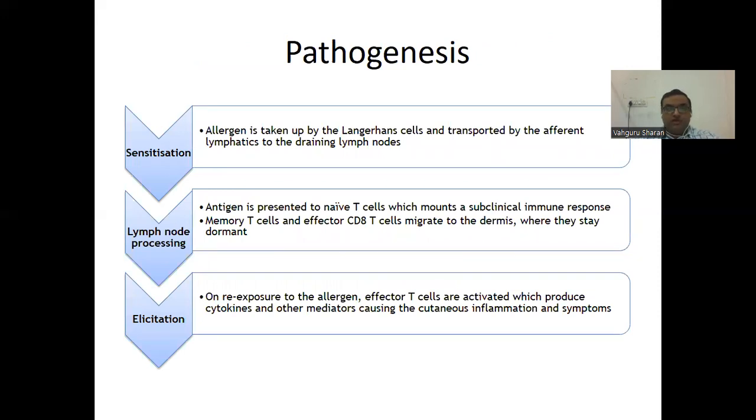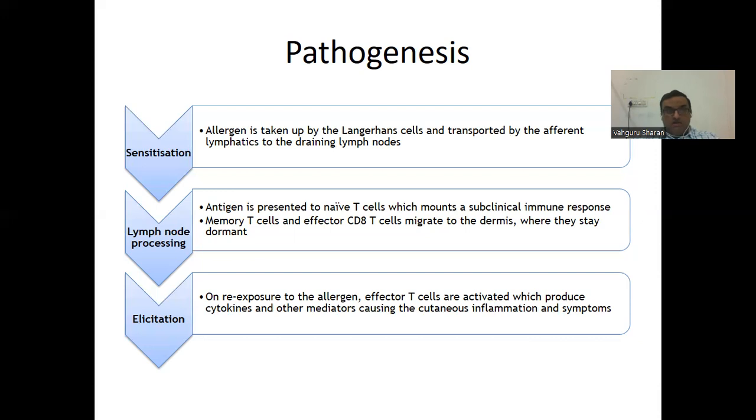What is the pathogenesis of allergic contact dermatitis? First thing is sensitization. Allergen, when it comes in contact with the skin, is taken up by the Langerhans cells and transported by the afferent lymphatics to the draining lymph node. The antigen is presented to naive T cells, which then mount a subclinical immune response. Then memory T cells and effector T cells migrate to the dermis, where they stay dormant. That is called lymph node processing.